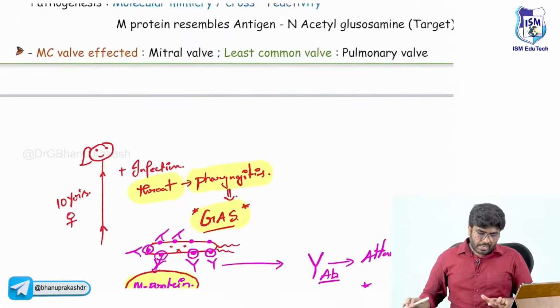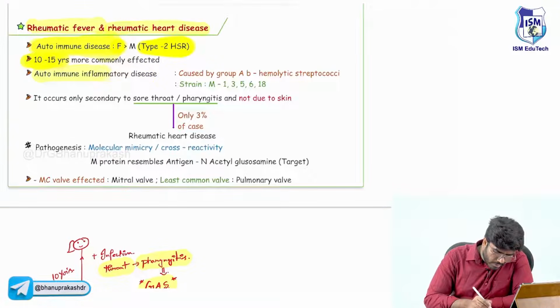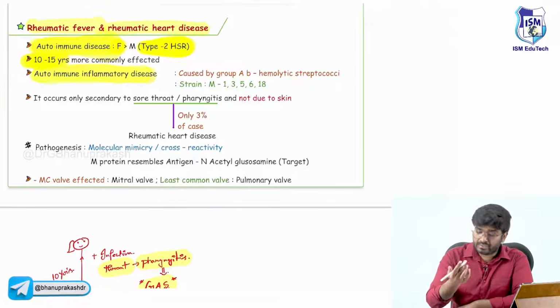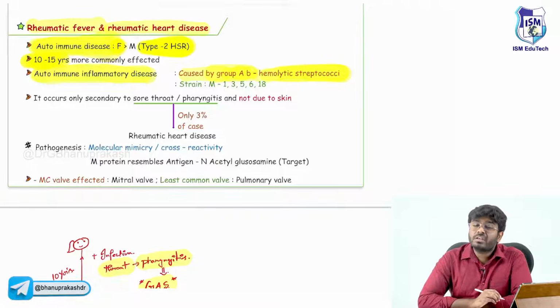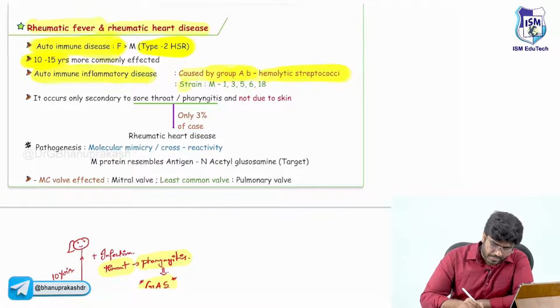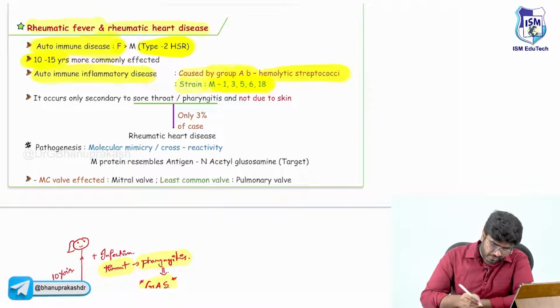Now let's see the important points one by one. Highlight: it's an autoimmune inflammatory disease, which I have explained. Caused by group A beta hemolytic streptococci. Which strains? There are different strains: strain number 1, 3, 5, 6, 18. These are the important strains of group A beta hemolytic streptococci which can lead to rheumatic fever.